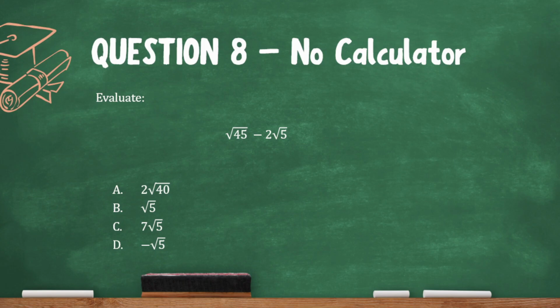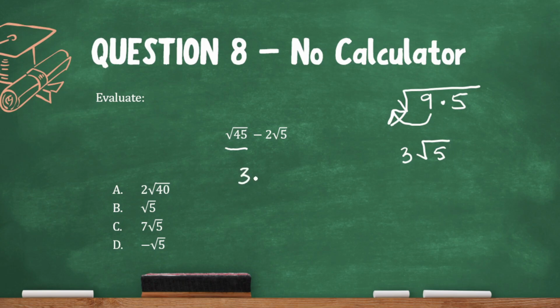Evaluate the square root of 45 minus 2 radical 5. I'm going to just look at the first term and break that down. So I know that 45 is 9 times 5. And look how convenient, I already see a perfect square here. So I can take the square root of 9 and put it outside the radical. The square root of 9 is 3. And then the 5 stays inside because I can't take the square root of it. So I'm going to put that back in here.